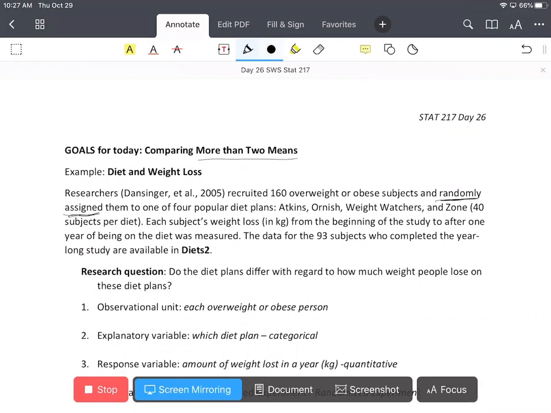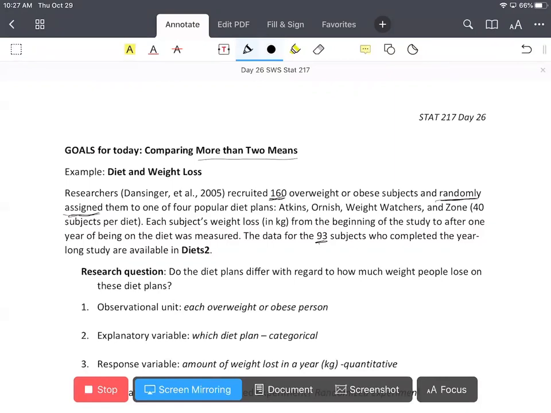Each subject's weight loss in kilograms from the beginning of the study to 1 year of being on the diet was measured. The data for the 93 subjects who actually completed the year-long study are available in Diets 2. So out of the 160 who began, only 93 made it through. The research question we're interested in isn't how many people stick with the diet. It's, do the diet plans differ with regard to how much weight people lose on these different diet plans? So it's not whether they stick with it, it's how much they lose. All right, so that's something to keep in mind as we go along.